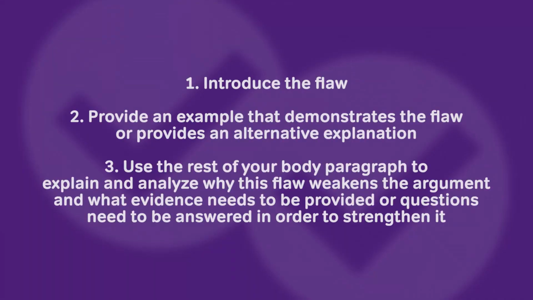Each body paragraph should flow something like this. 1. Introduce the flaw. 2. Provide an example that demonstrates the flaw or provides an alternative explanation. 3. Use the rest of your body paragraph to explain and analyze why this flaw weakens the argument and what evidence would need to be provided or questions need to be answered in order to strengthen it.